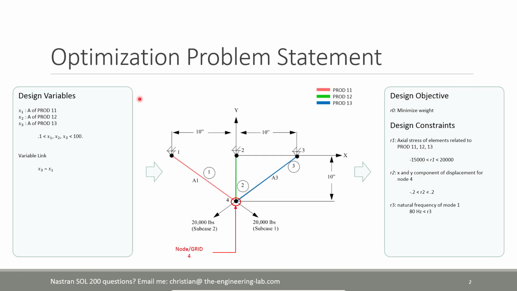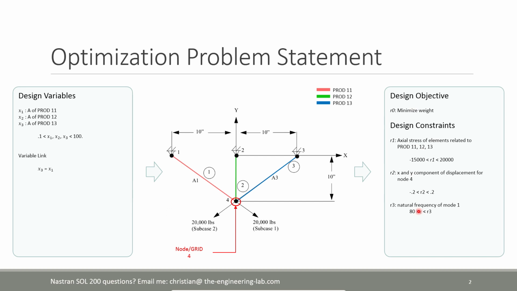We are going to work with a very similar example we've done in the past, the 3-bar truss example, and you'll find this in the optimizations user's guide. For the most part, the optimization problem statement is the same. We're varying the 3 cross-sectional areas for these 3 members. We want to minimize the weight. We're going to optimize for both stress and displacement.